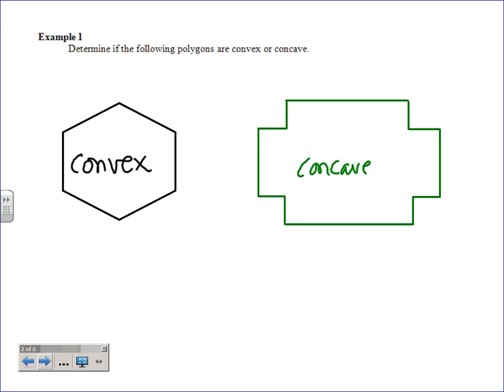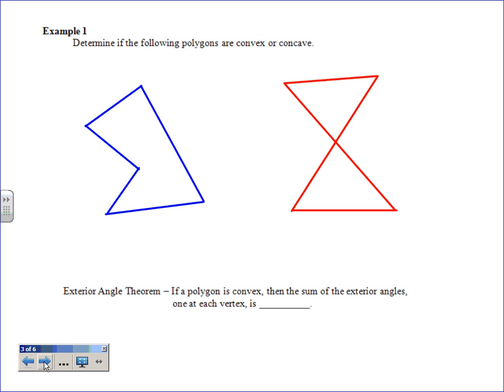Even though it's concave, it's still a dodecagon? Yeah, it still has 12 sides. All right. Is it still a polygon? This green one? Is it a closed figure? Yeah, finite number? Yeah, it still is. We're just kind of breaking them up into little divisions, convex or concave. So why don't you go ahead and discuss the blue and the red one right now and decide if you think it is convex or concave for those.